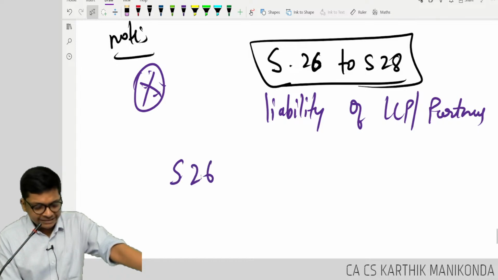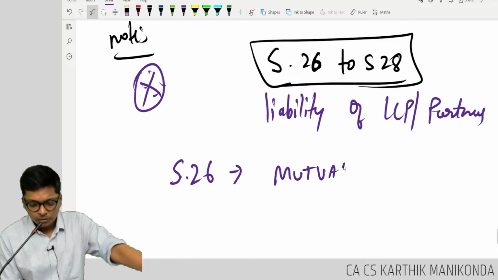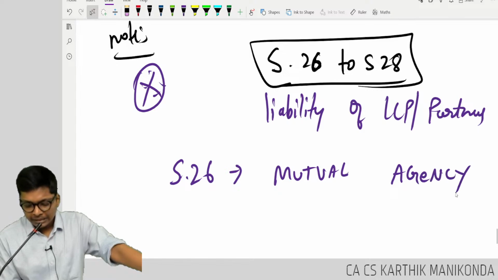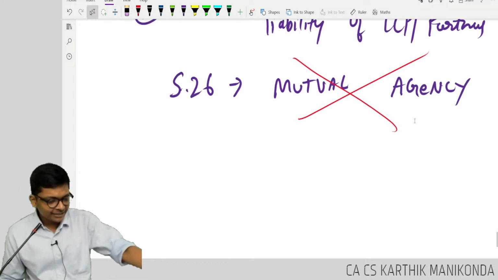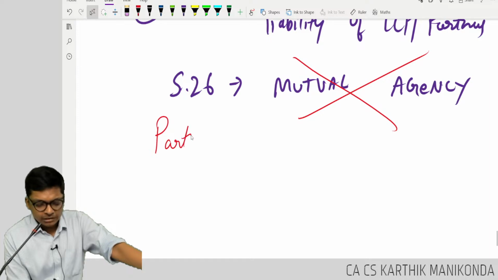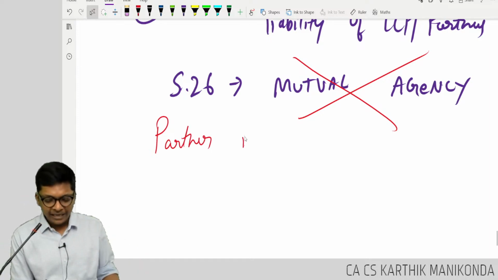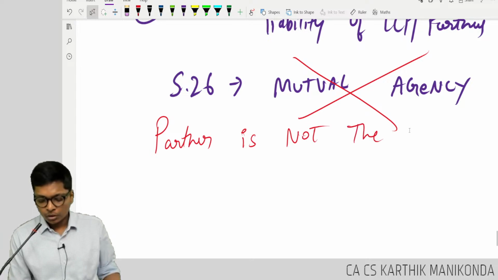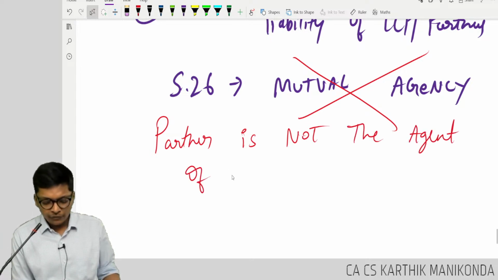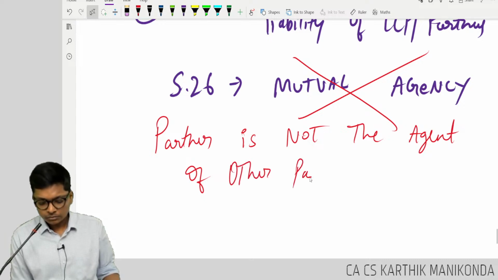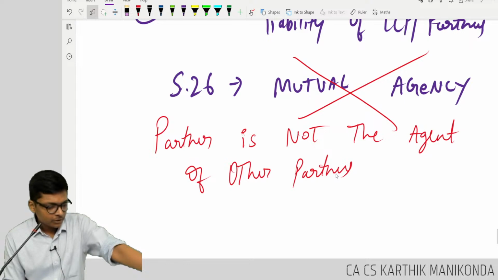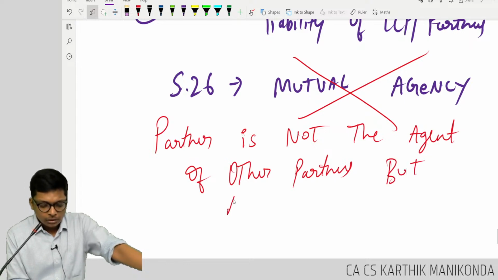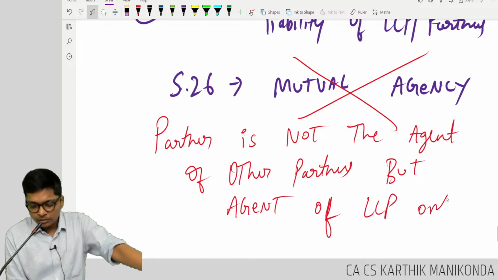First, section 26. Is there a concept of mutual agency? No concept of mutual agency. That means section 26 explicitly says a partner is not the agent of other partners, but agent of whom, guys? Agent of LLP only.